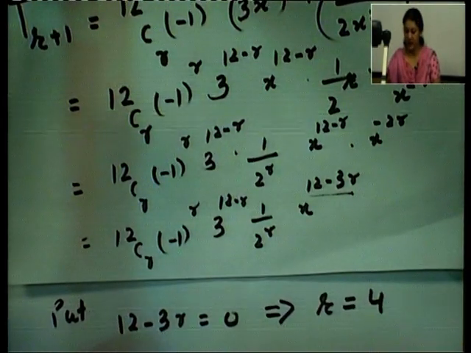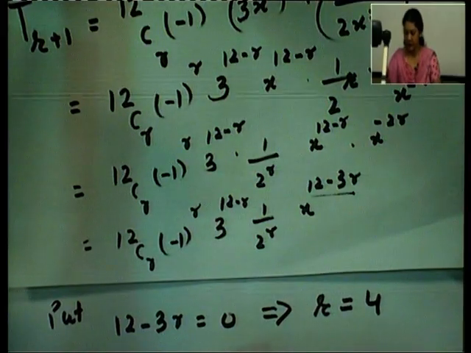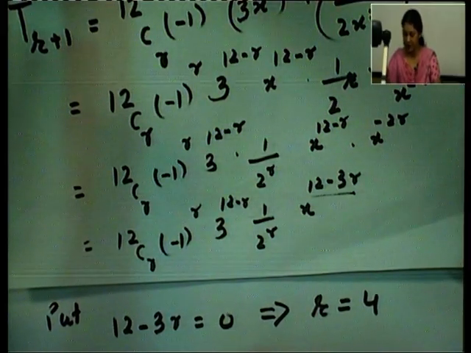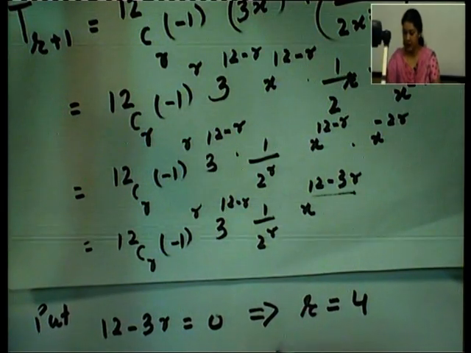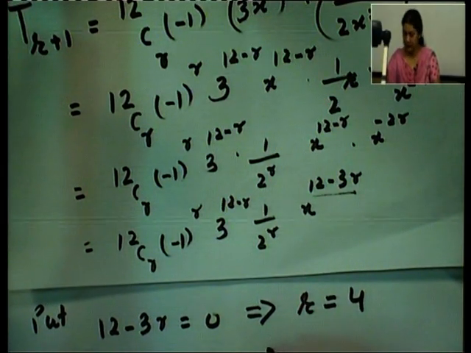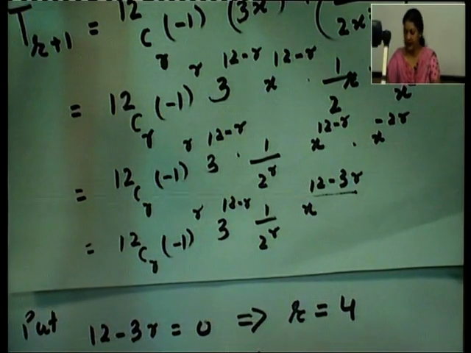So I will get the fifth term as 12C4 into (minus 1) raised to power 4, into 3 raised to power (12 minus 4), which is 8, into (1 upon 2) raised to power 4, and this will get cancelled. So I can solve this now.